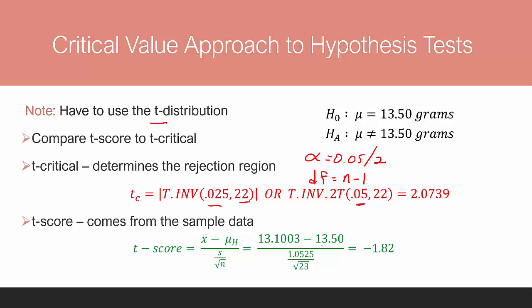If you just look at those two numbers, it might look like consumers are actually getting cheated on product. But let's see if 13.1 is way far away from 13.5. So divide by the standard deviation over the square root of n. When we do this calculation, we get a t-score of minus 1.82. In other words, our sample value, x bar, is only 1.82 standard deviations below the hypothesized mean.